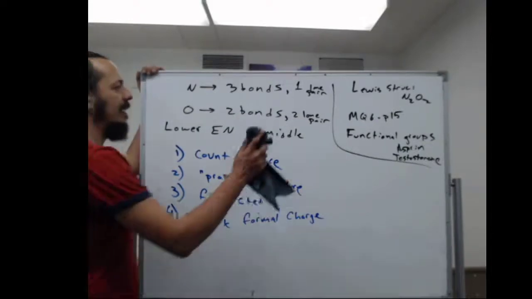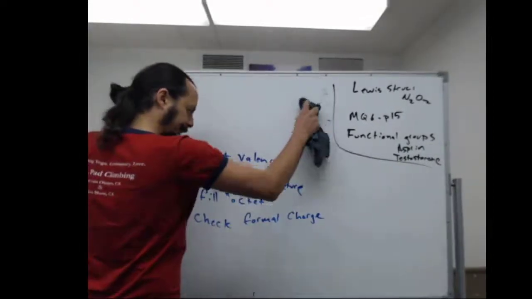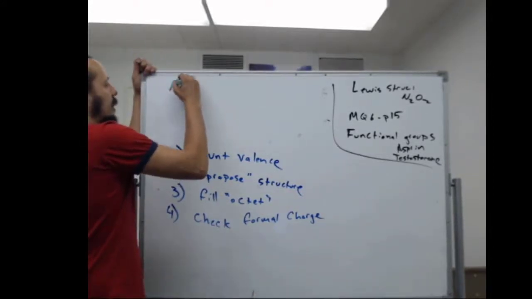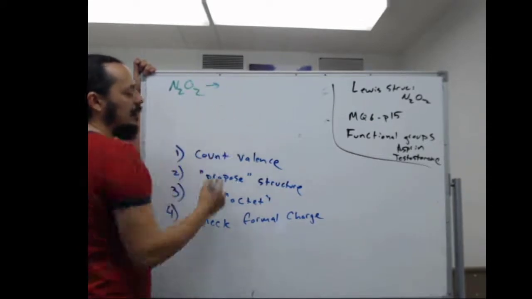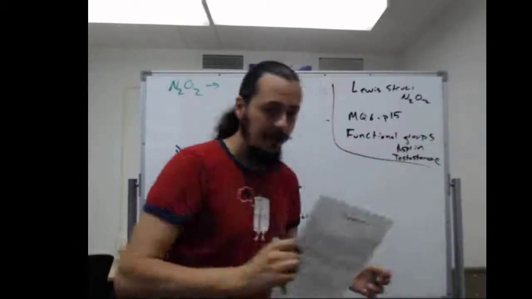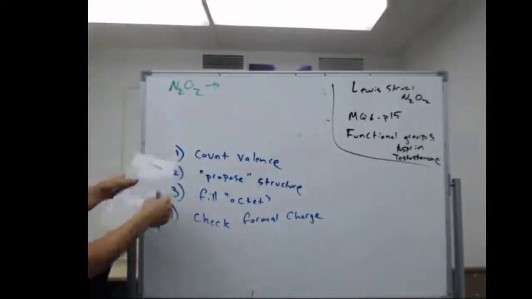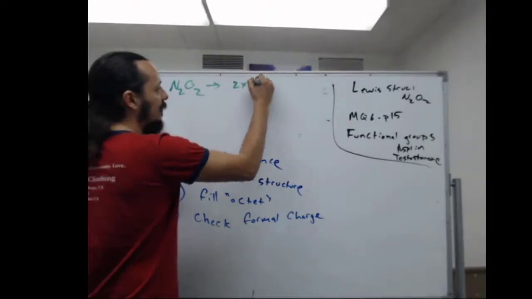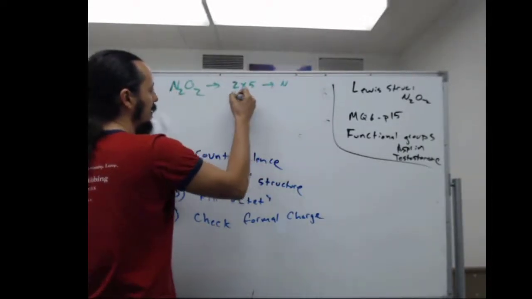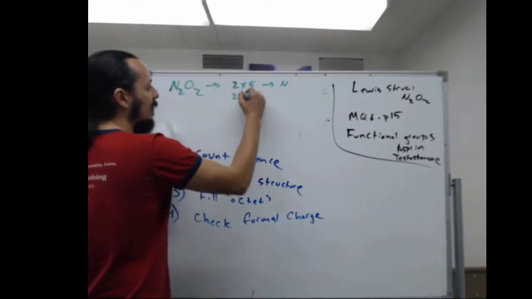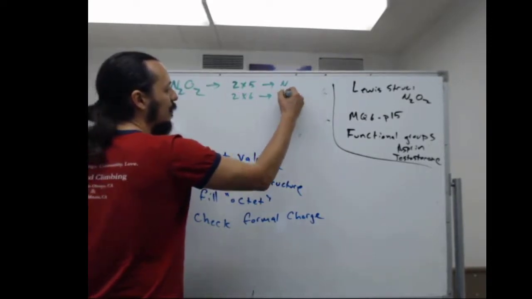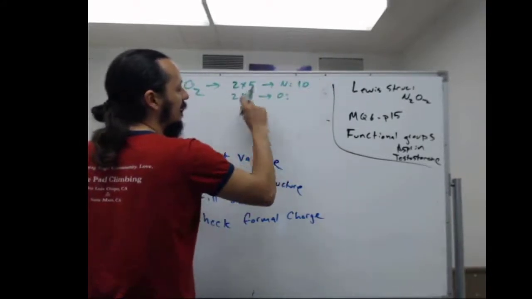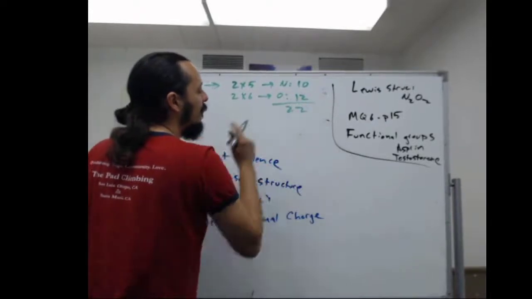So let's go ahead and do that for N2O2. Count the electrons, of course. Periodic table handy. Nitrogen has 1, 2, 3, 4, 5 valence electrons, so I'm going to get 2x5 from nitrogen. Oxygen has 6 electrons, so I'm going to get 2x6 from oxygen. That's going to be 10 and 12. So I'm going to have 22 electrons.